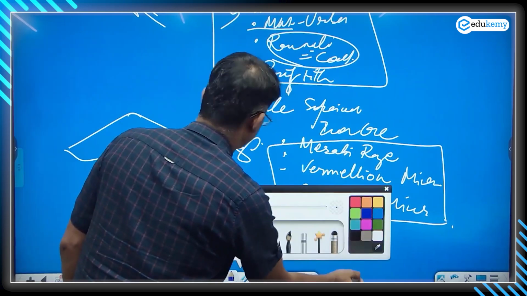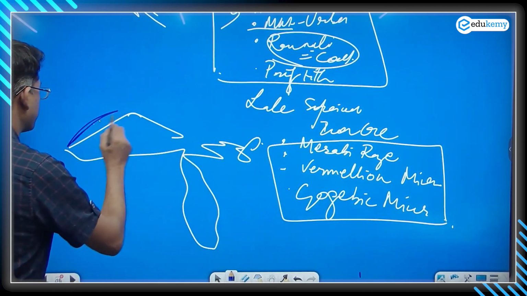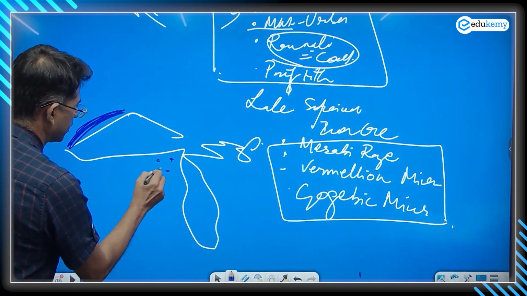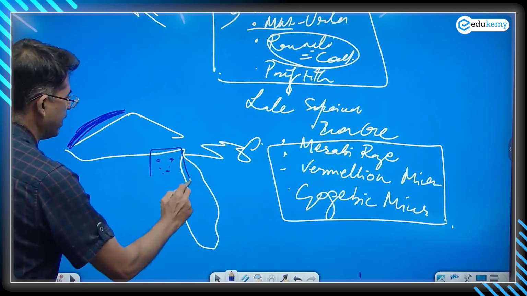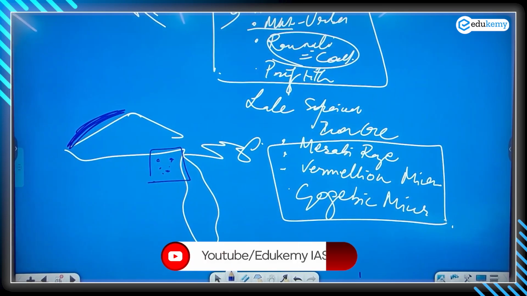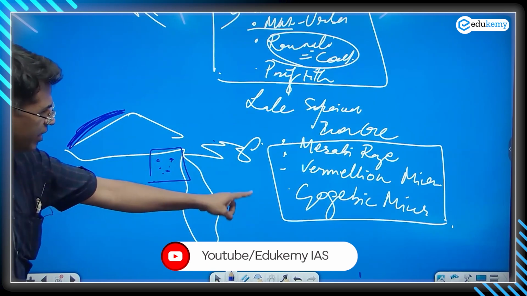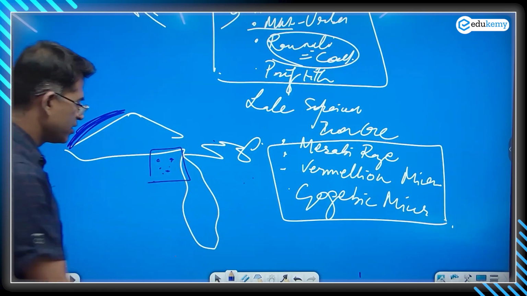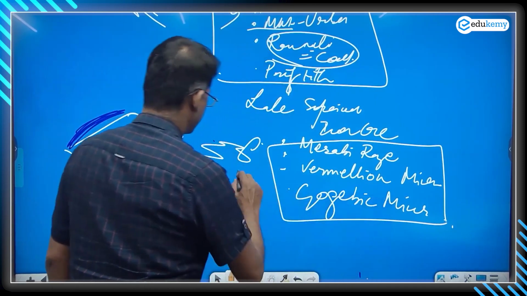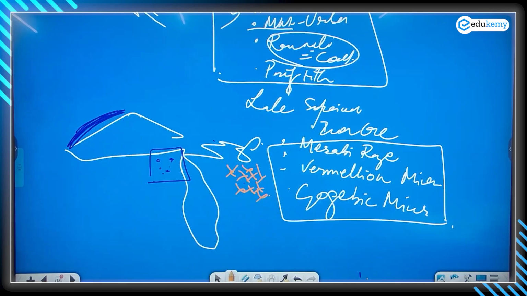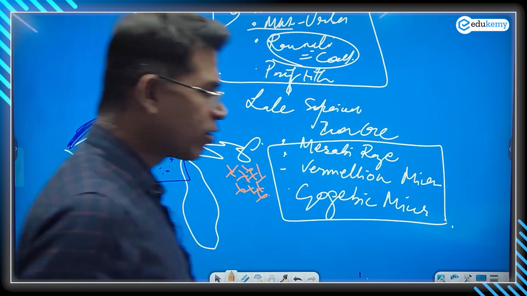So this part is Mesabi Mines and here are the iron ore belts, Vermilion and Gogebic Mines. From here it is shipped through the waterways, okay, they come here. This is the Lake Erie region. This area has industries, the Lake Erie industries. Mesabi Range, Mesabi Mines, Vermilion Mines and Gogebic Mines.